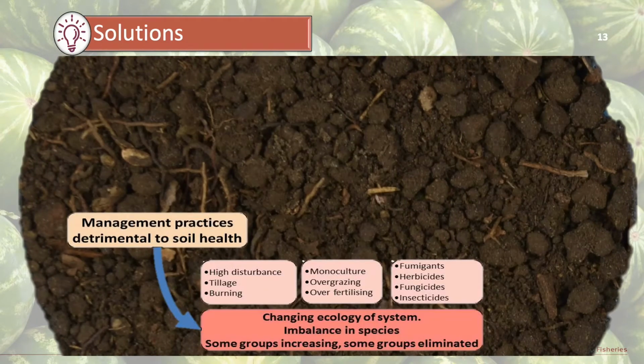What is the solution to prevent poor soil health? We can make some generalisations about the types of practices that will induce soil degradation, like tillage and burning, monocultures, overgrazing, or over-fertilising, or excessive use of agrochemicals.